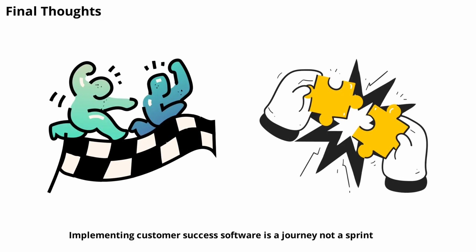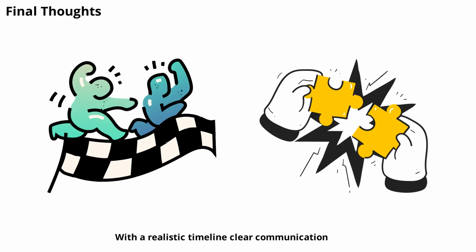Implementing customer success software is a journey, not a sprint. With a realistic timeline, clear communication, and a focus on user adoption, you'll set your team up for long-term success. Remember, every organization is unique. Adapt these guidelines to fit your needs and keep learning as you go.